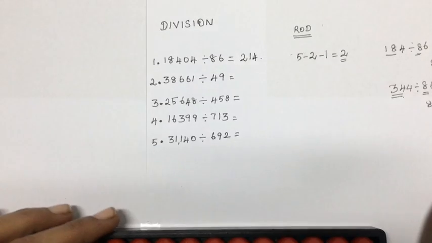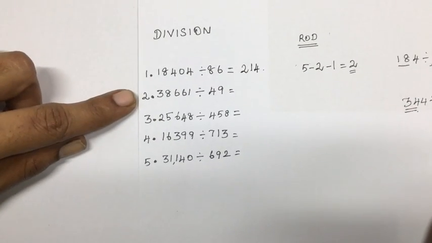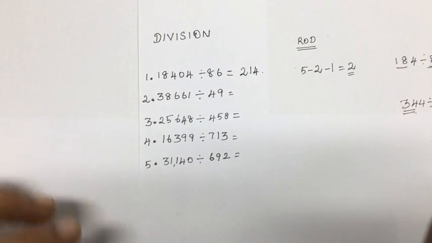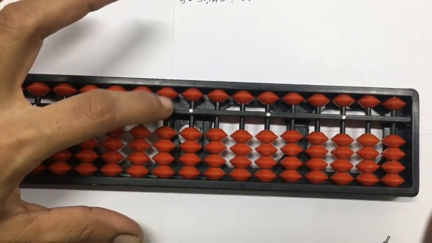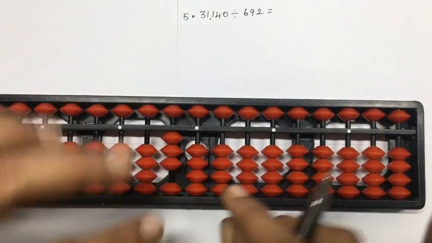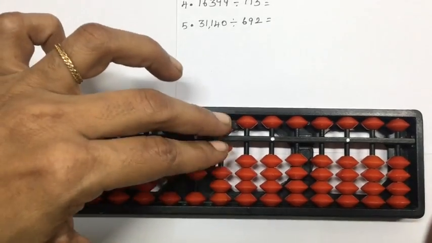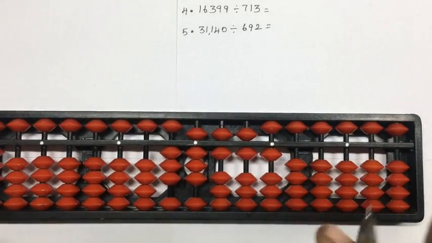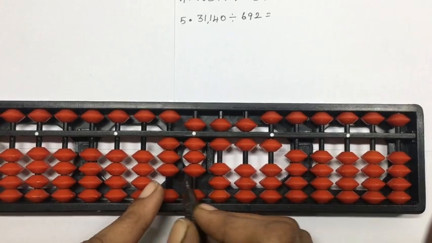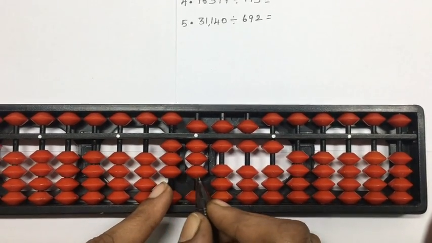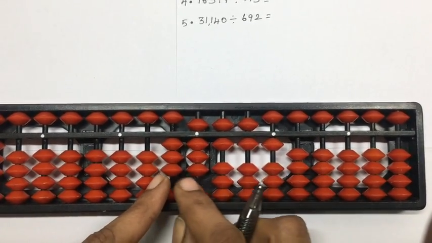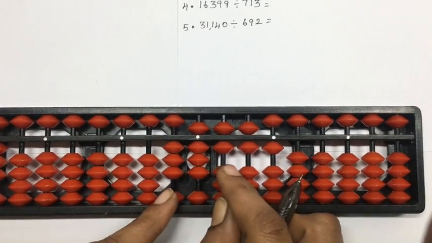Next sum. 38,661. From the second rod, I am going to place the dividend. 38,661. Like the previous sum, we have to check the dividend. First, we can't take 38 alone. Our first dividend is 386.